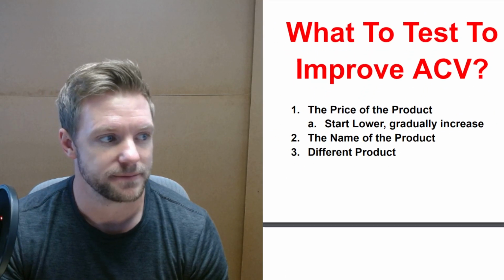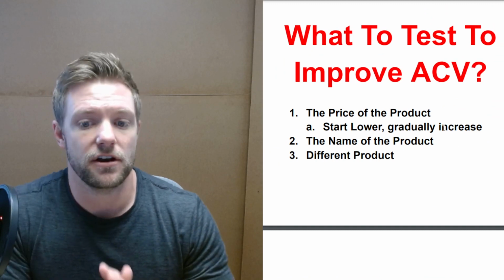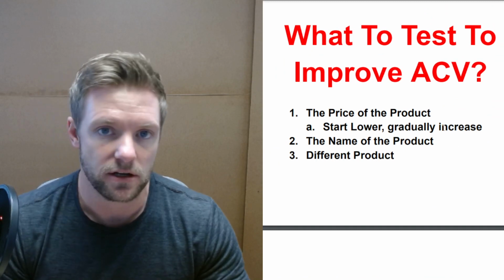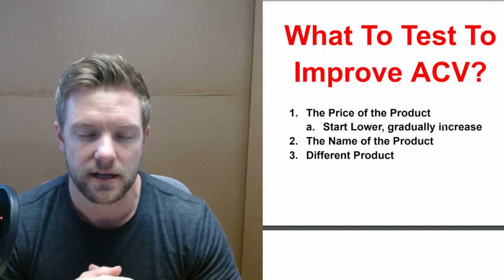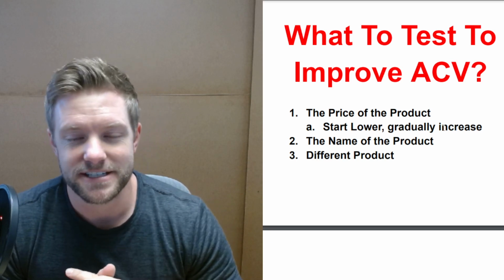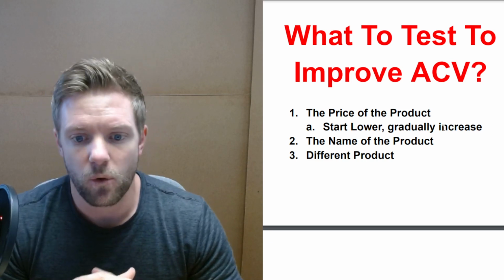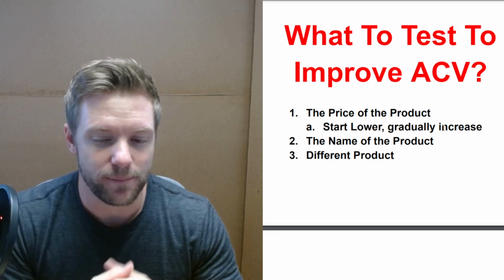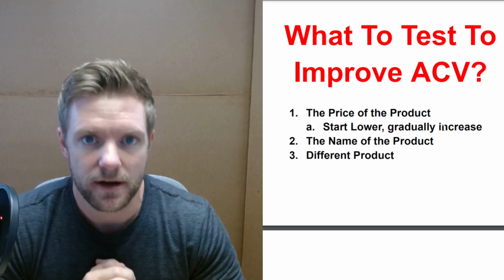So let me bring this back. So that's the first thing you're going to do. You're going to start off with the price of the product. You're going to start lower and then gradually increase it. Another thing that you can really change is the name of the product. And so why does the name or the headline of the product, especially on bump orders, matter?